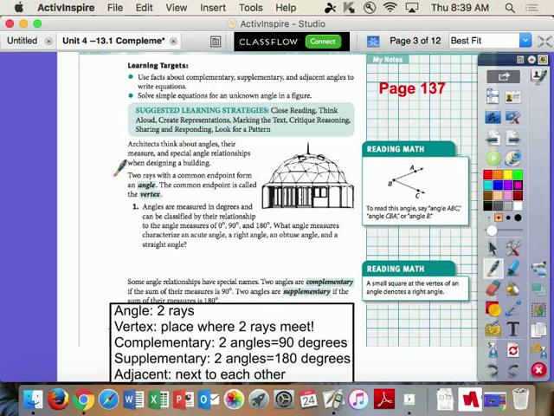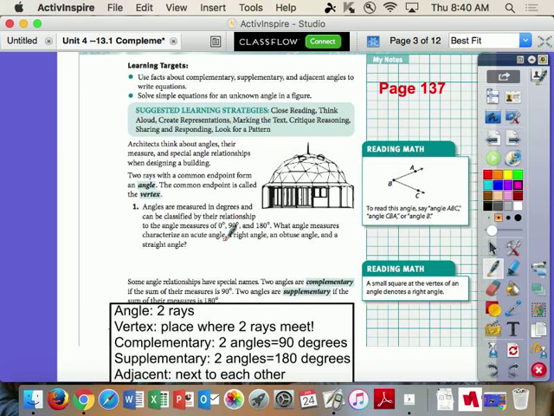The common endpoint is called a vertex. Angles can be measured in degrees and can be classified by their relationships as 0, 90 degrees, 180 degrees. Those are a lot of what we will talk about. Well, angle measures characteristics of an acute, a right, obtuse, and a straight angle.